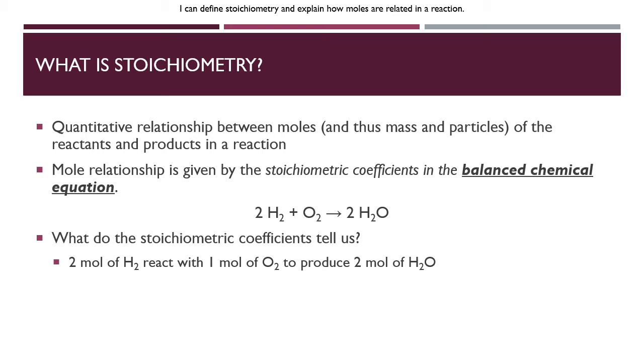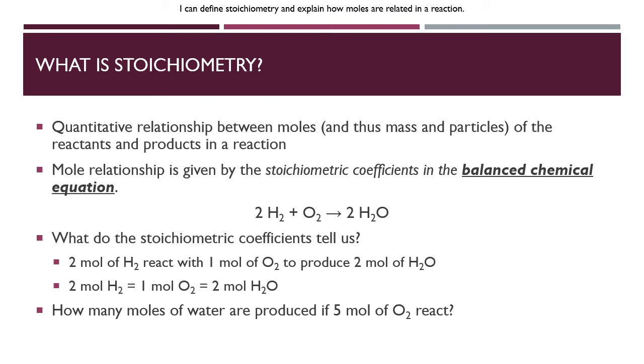So for every 2 moles of hydrogen that react, 1 mole of oxygen has to react, and we'll get 2 moles of water. In other words, we could write those as equalities, where 2 moles of hydrogen equals 1 mole of oxygen, which equals 2 moles of water. Because we can write them as equalities, we can use those as conversion factors, which will become a very key point for us as we look at these example problems.